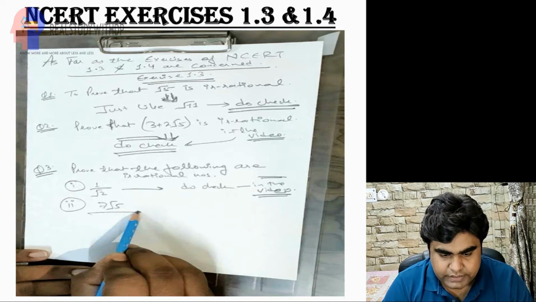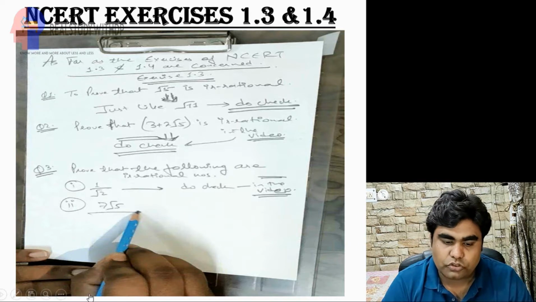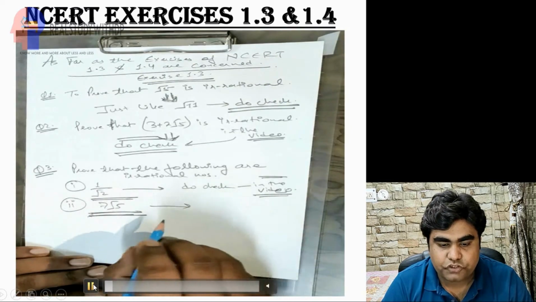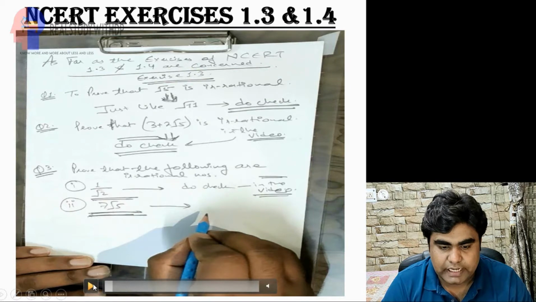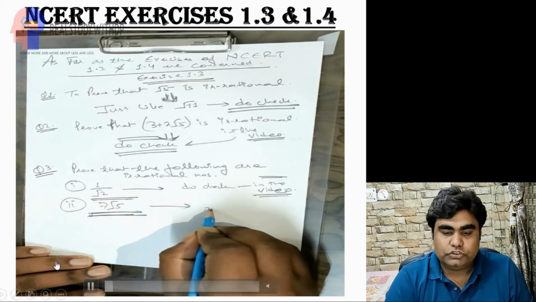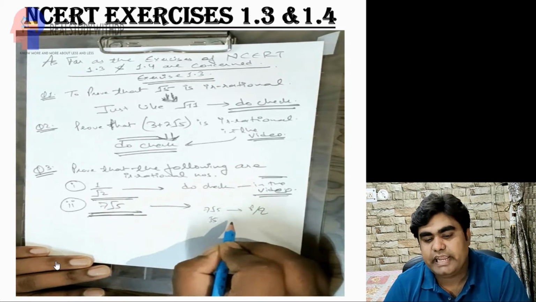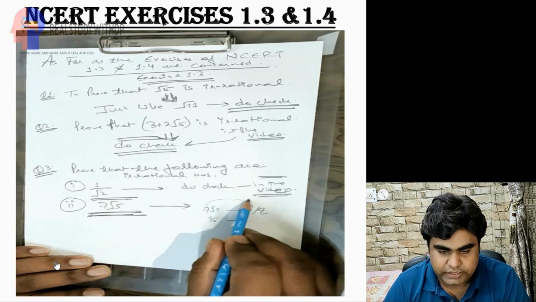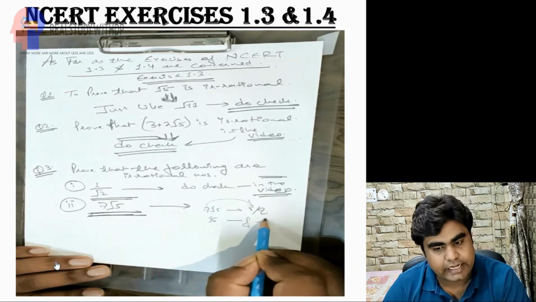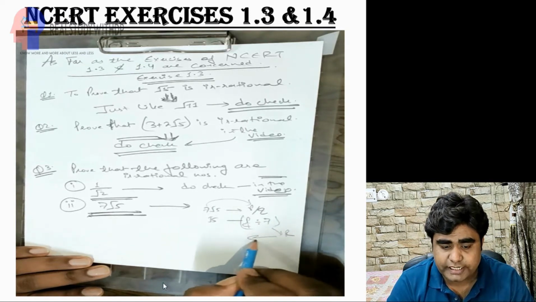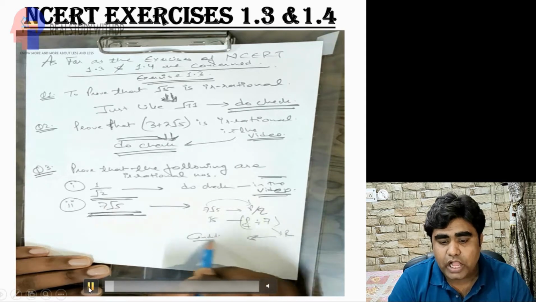As far as the second part is concerned, let's see what we have to do. We have to prove in the second part that 7 square root of 5 is an irrational number. It is also very much simple. What we can do is we can simply take this number to be a rational number. Again we have to apply the method of contradiction itself, and we will be able to prove it.